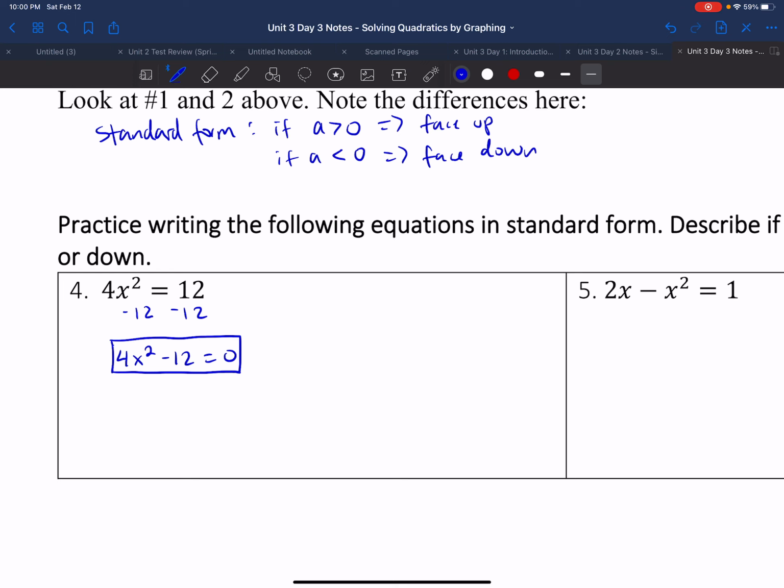Again, it has to be in the form ax squared plus bx plus c. I know that we don't see a bx anywhere, so we can just pretend to say that it's 4x squared plus 0x minus 12, which is basically that, okay?